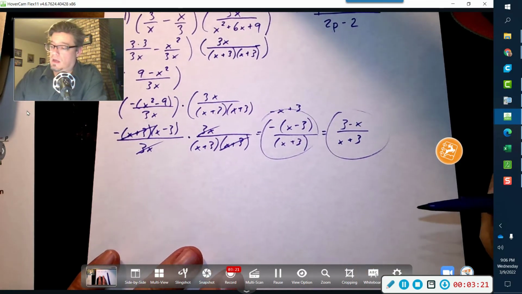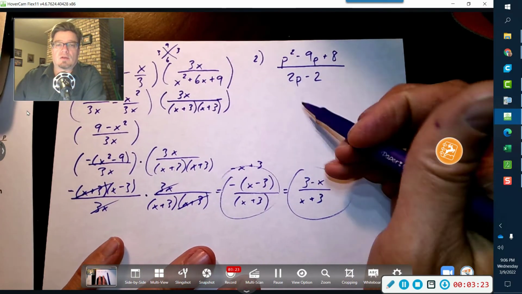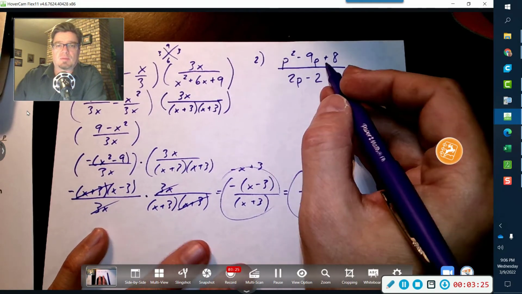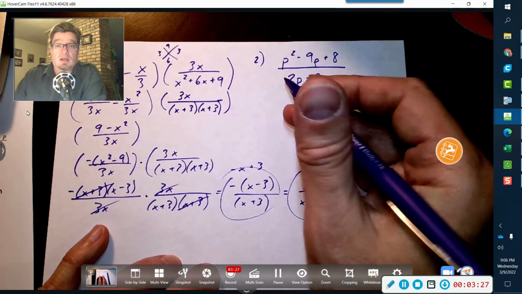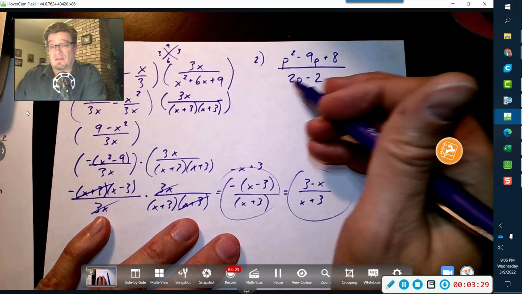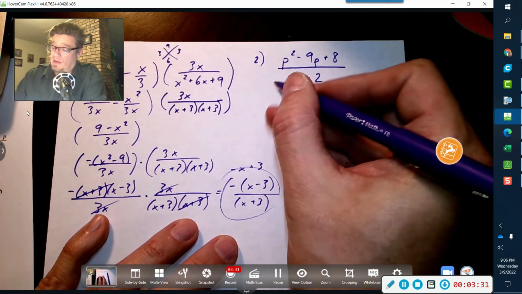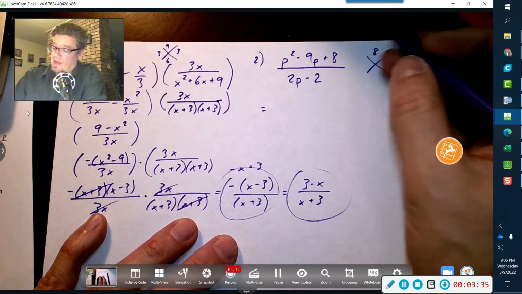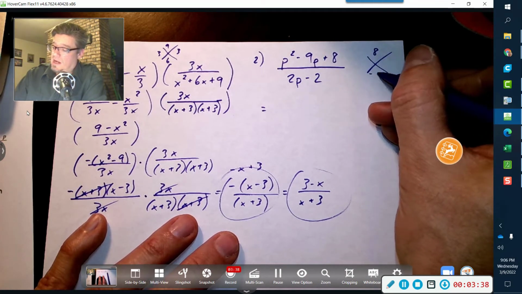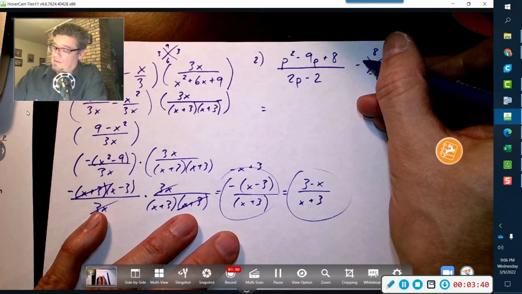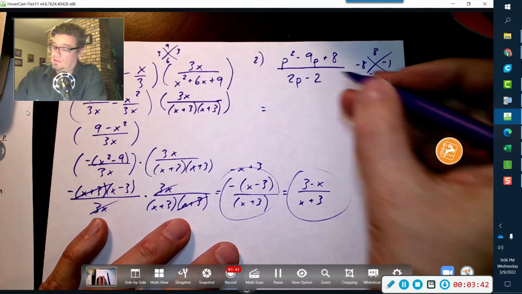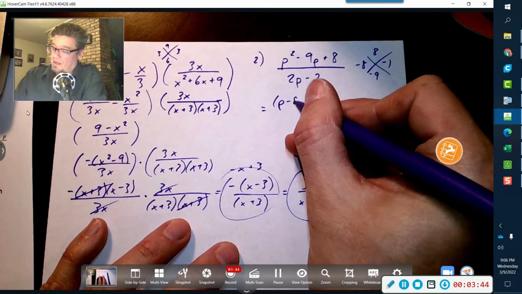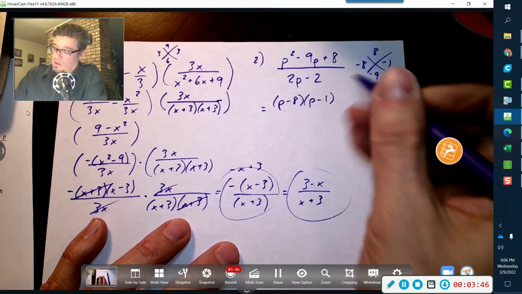All right. Number 2. This one I don't need too much space. I'm going to factor this just because I can, and I'm going to see what I can cancel out. I'm also going to factor the denominator. When I factor, I look for factors of 8 that add up to negative 9. I've got negative 8 and negative 1. So that means I have p minus 8, p minus 1.